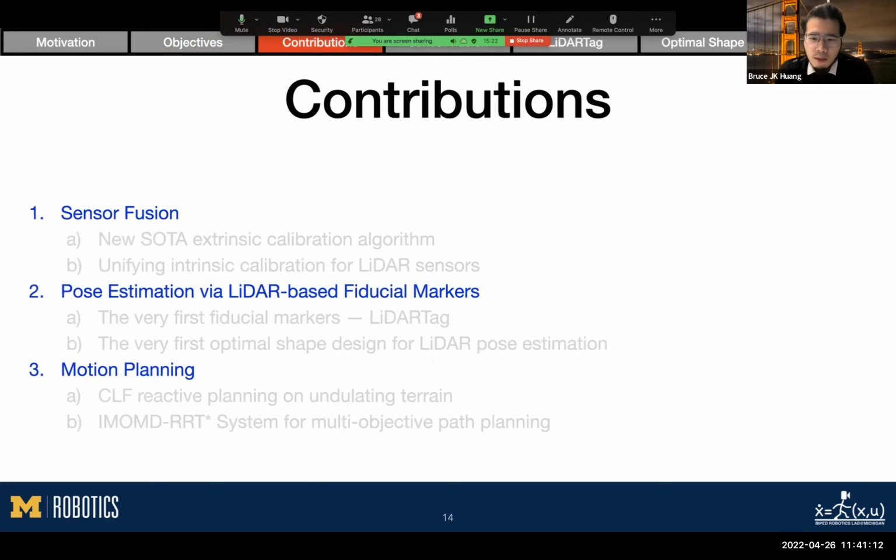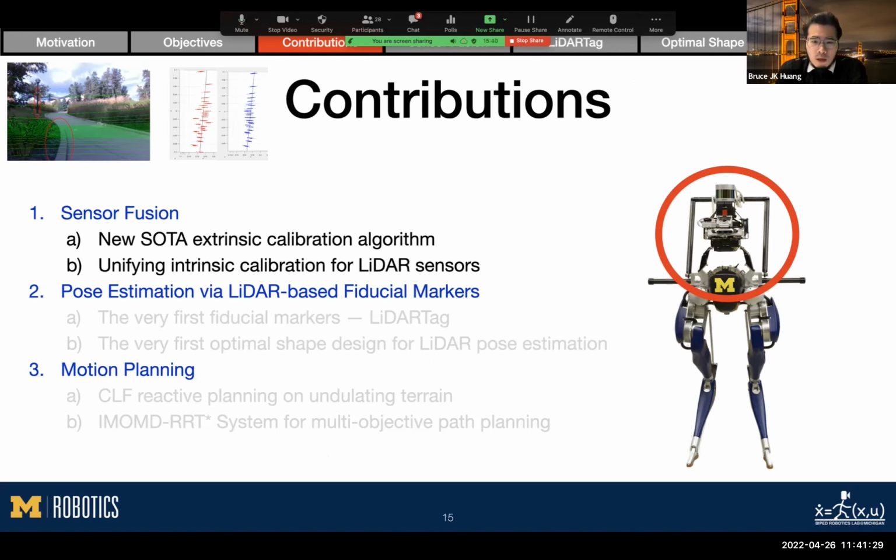So, briefly speaking, the contributions of my PhD fall into three main topics. The first is sensor fusion, and the second is pose estimation through Lidar-based fiducial markers and motion planning. I first designed and built a perception suite for Cassie, which opens a new chapter for Cassie's autonomy. The perception suite is equipped with 2 cameras, 2 LiDARs, and 1 IMU.